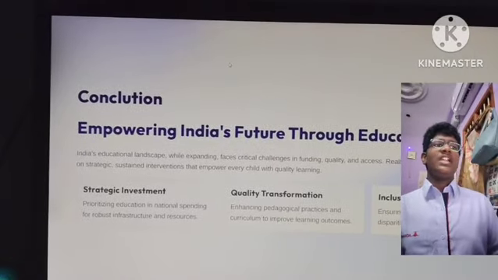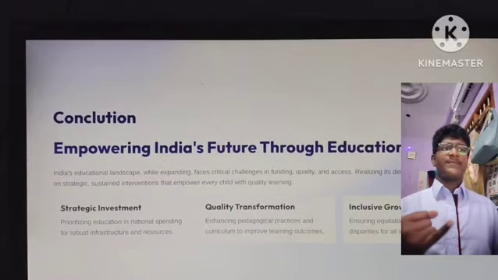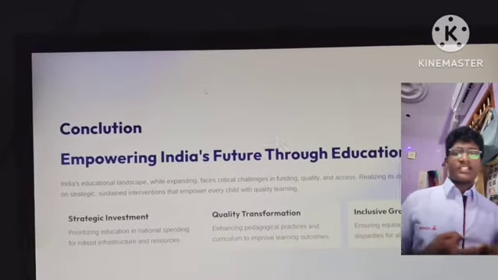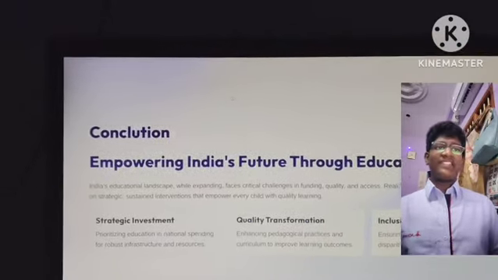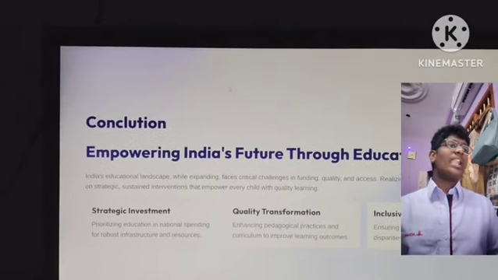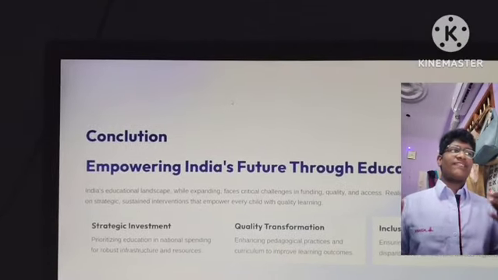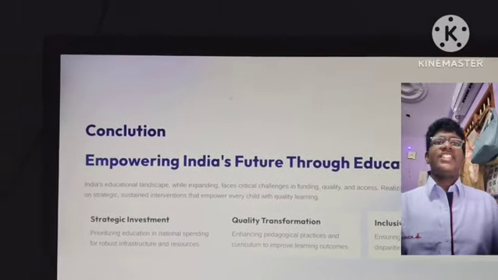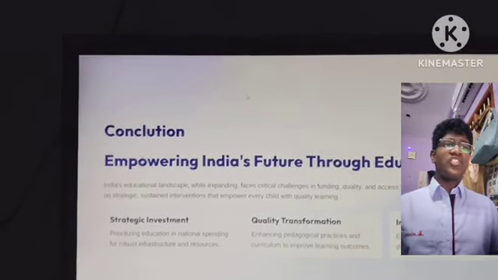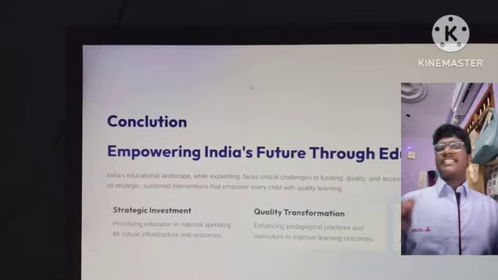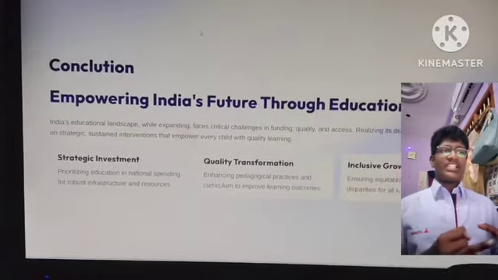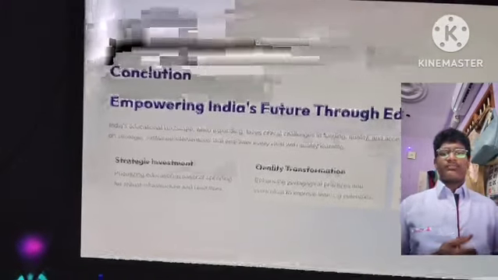India's educational landscape, while expanding, faces critical challenges in funding, quality, and access. Realizing its demographic dividend hinges on strategic, sustained interventions that empower every child with quality learning. Strategic investment, quality transformation, inclusive growth. And this is the conclusion of this PPT.